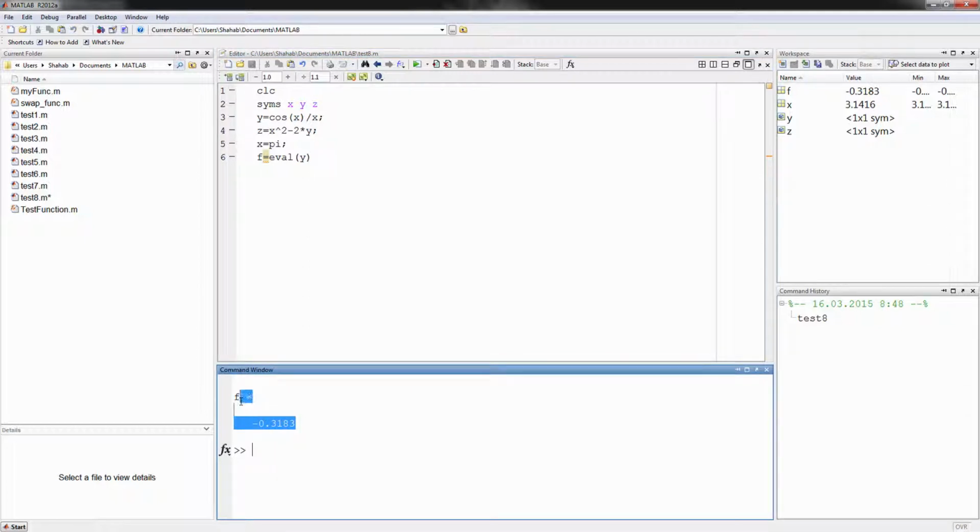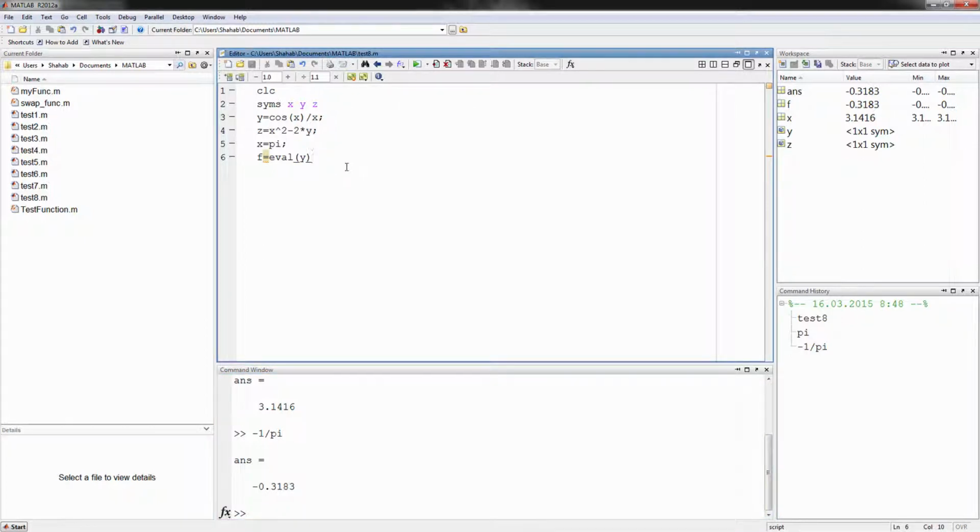If we do it, this is the value for f. So what it does, it calculates cosine pi divided by pi. We already know that cosine pi will be -1, so -1 divided by pi, where you can easily see the value of pi is 3.1416. So you just divide -1 by pi, and we will get the same value.